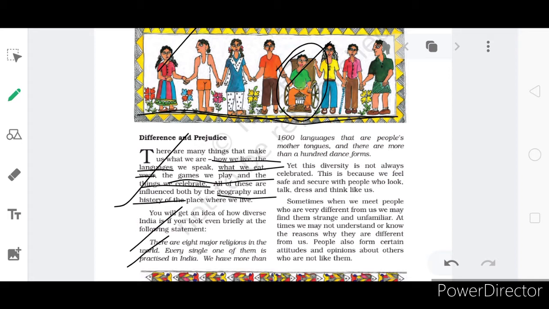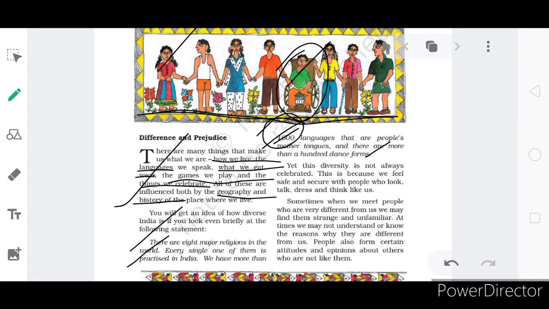What are those? Hinduism, Christianity, Islam, Judaism, Sikhism, Jainism, and there are many. There are two others I forgot actually. I'll give you soon. Every single one of them is practiced in India. We have more than 1600 languages that are people's mother tongue, and there are more than 100 dance forms, right? So altogether we have got 1600 languages and more than 100 dance forms.